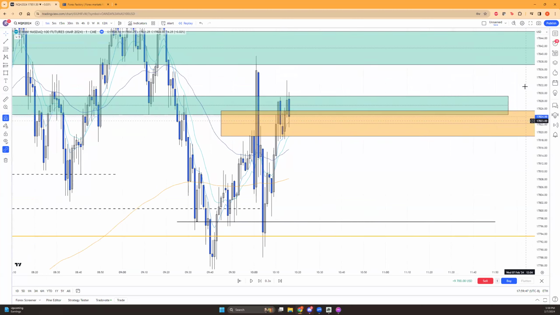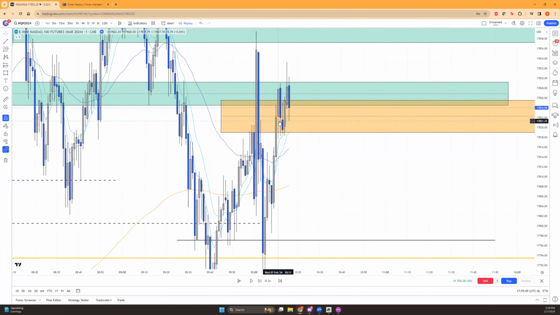Let me zoom in on this so you can see it. So this wick is holding this body. This candle could not close inside this candle. So somebody can throw on one contract here and wait a little bit to see, okay, how are we going to react in that area?